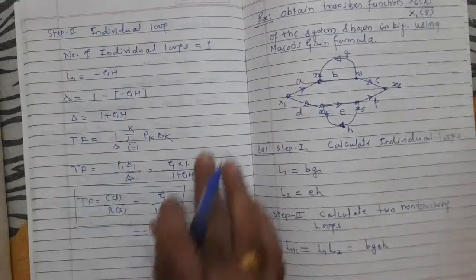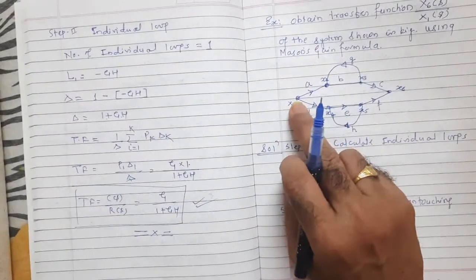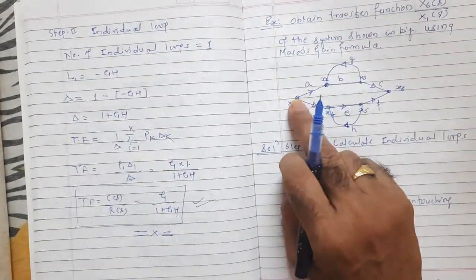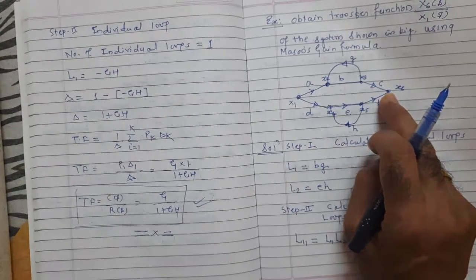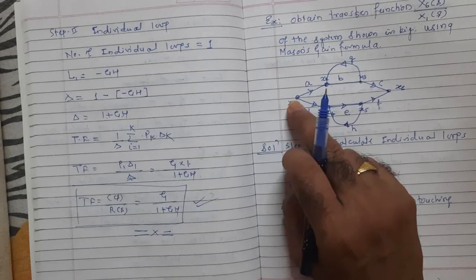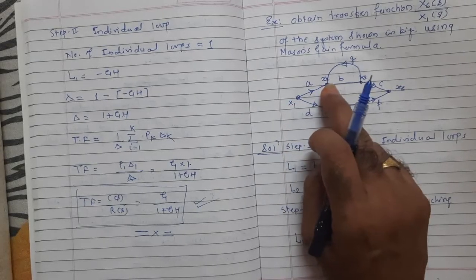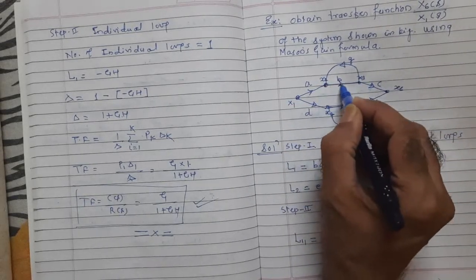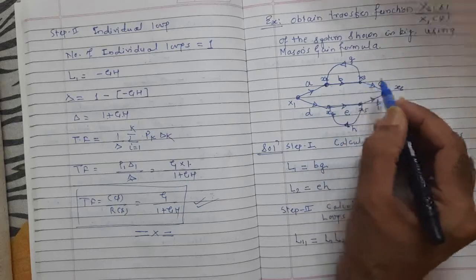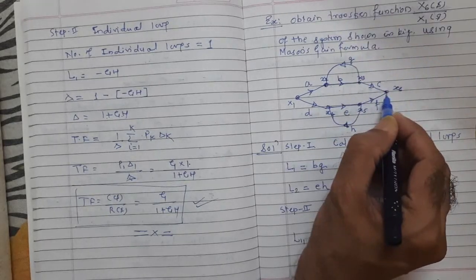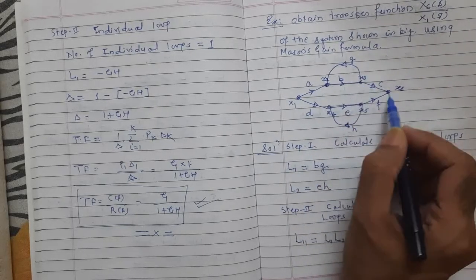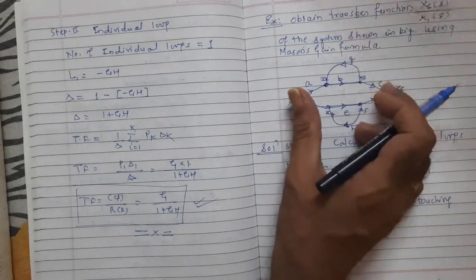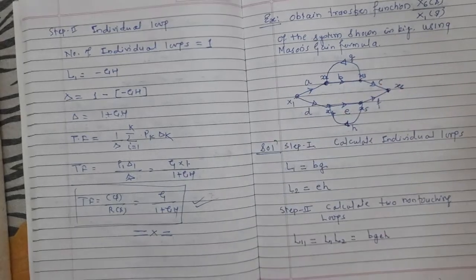Now see here, in this one the direction of the arrow is from the input node to the output node. This is our input node, this is our output node. From the input node, these are the directions towards the output node. That means x1 to x2, x2 to x3, and x3 to x6 forms one forward path.